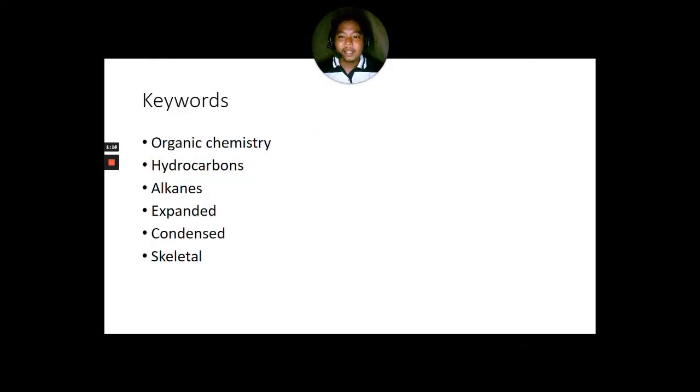Without further ado, I want you to watch out for some keywords that are important in understanding organic chemistry, specifically carbon compounds. So we'll be talking about organic chemistry, hydrocarbons, alkanes, expanded, condensed, and skeletal. So watch out as we talk about these things.